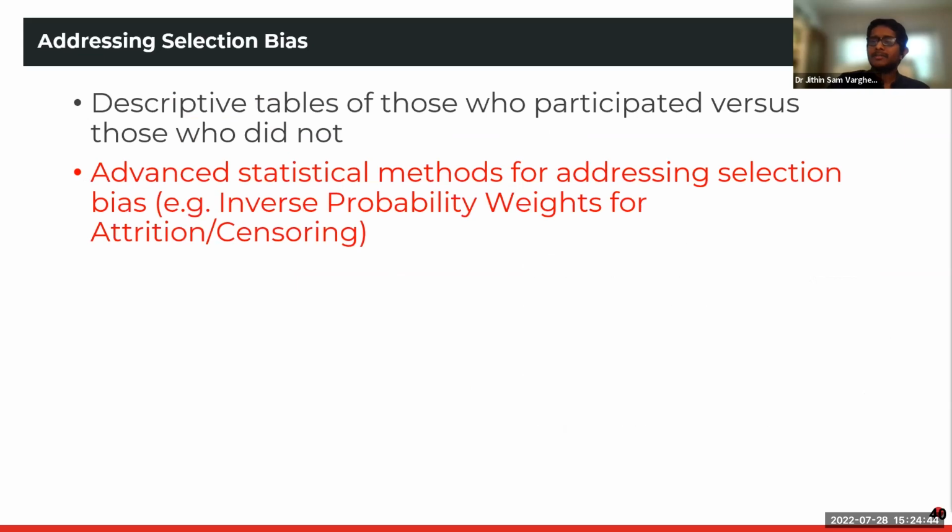Now, the first thing you need to do when you're dealing with selection bias is to compare your participants in your analytic sample versus those who you're excluding and try to see if there are any differences. For example, if your analytic sample has more people who are from wealthy backgrounds, who are undernourished at baseline, we need to report that. The next thing is you need to figure out a way to incorporate these differences in your analysis, and this requires more complex methods.